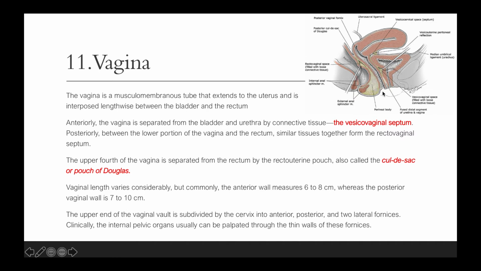Okay, so the upper end of the vaginal vault is subdivided by the cervix into anterior, posterior, and two lateral fornices. Okay, so clinically, the internal pelvic organs usually can be palpated through the thin walls of these fornices. So here in this picture, we have the fornices. This is the posterior vaginal fornix, and this is the anterior vaginal fornix.